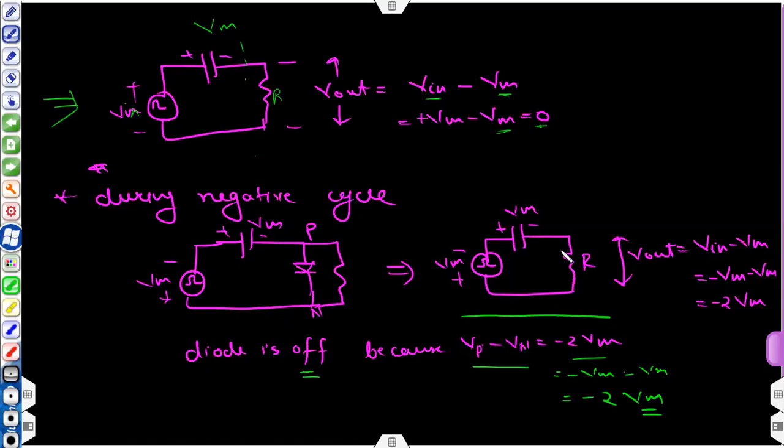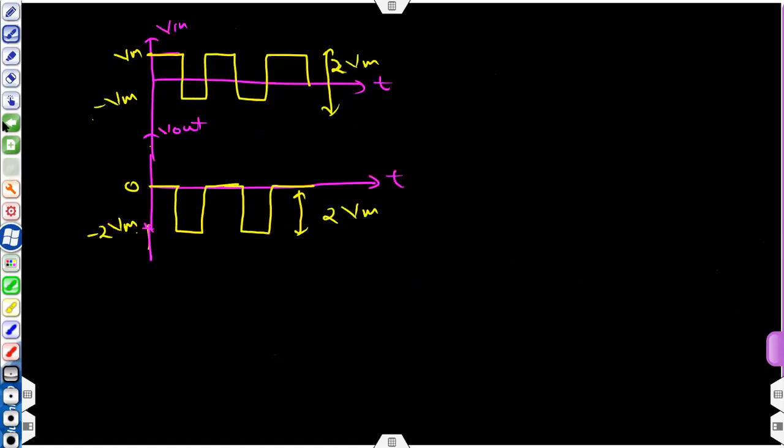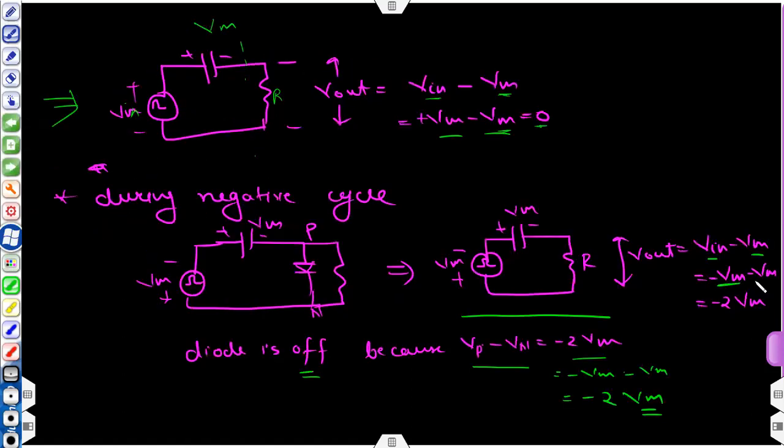Now again removing the diode, this equation is valid: Vout is equal to Vin minus Vm. The equation will not change, except that the value of Vin this time is minus Vm. We are talking about the negative cycle. So the value of Vin is minus Vm, and this is the DC value stored on the capacitor. So this is minus 2Vm.